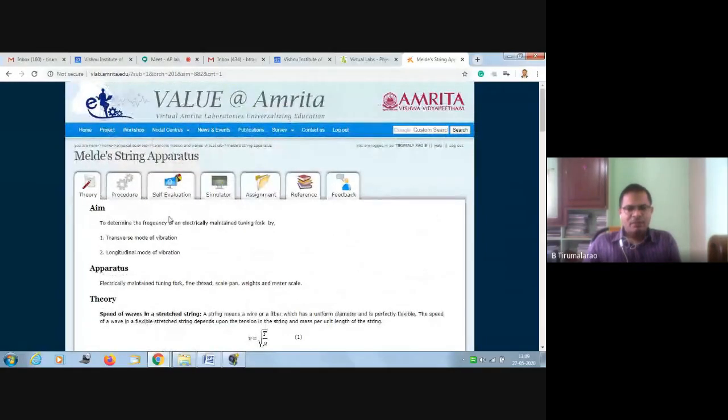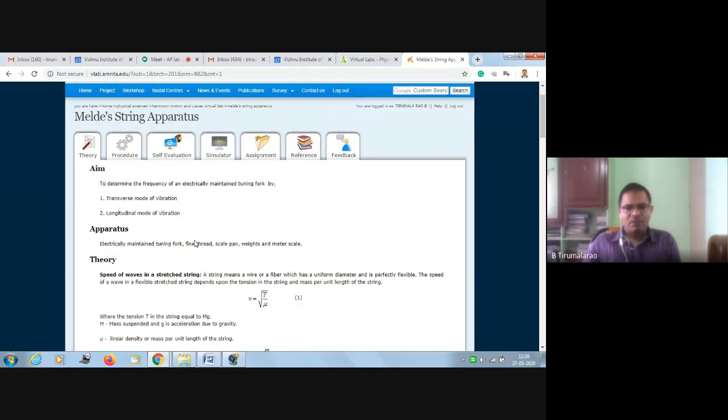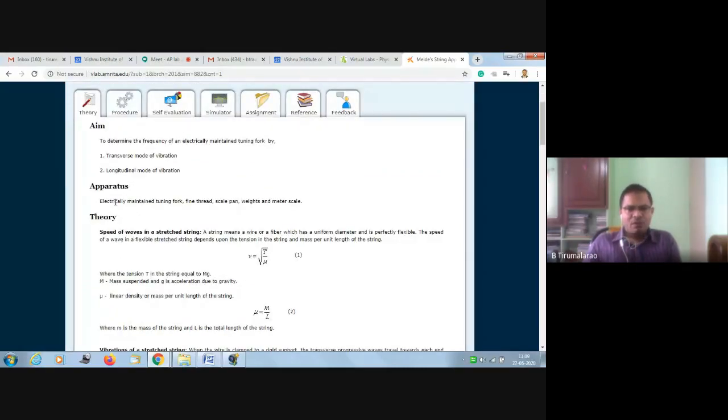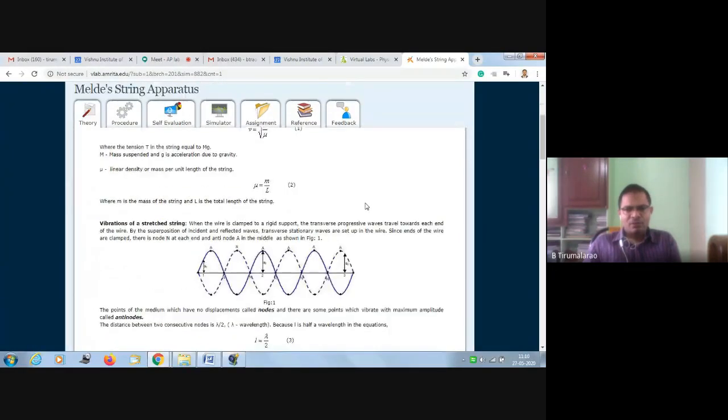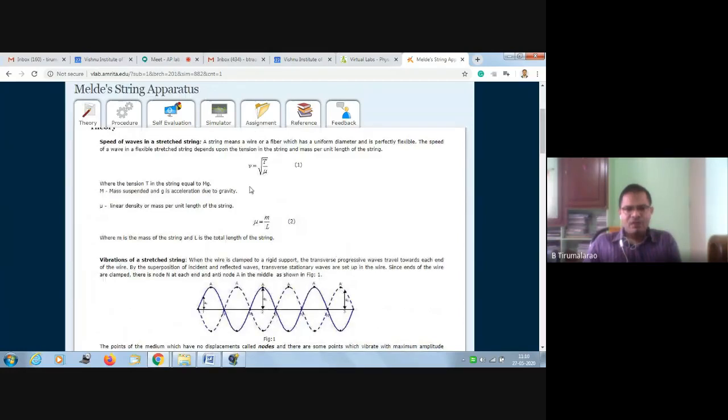So what is the main purpose of the Melde's apparatus? To determine the frequency of an electrically maintained tuning fork, by two methods. One is the transverse mode of vibration method. The second one is the longitudinal mode of vibrations method. The apparatus are an electrically maintained tuning fork, fine thread, scale pan, weights, and meter scale.